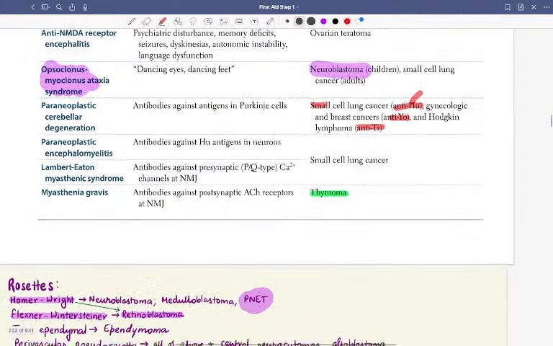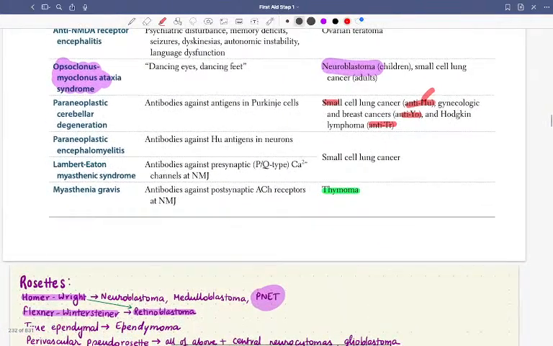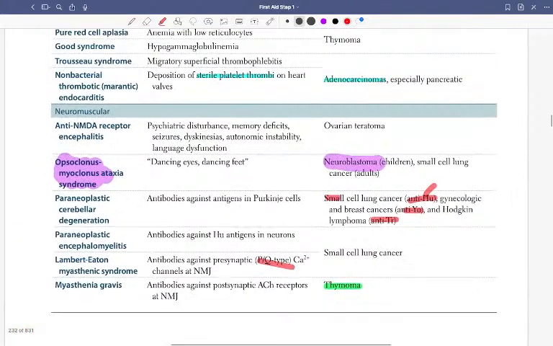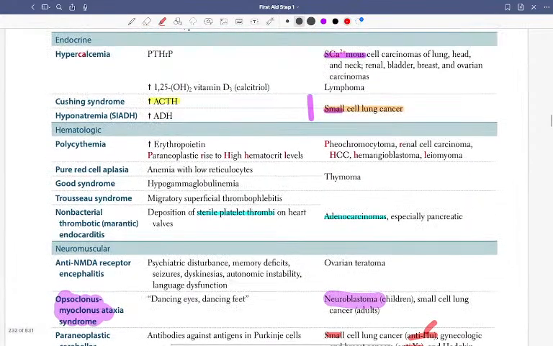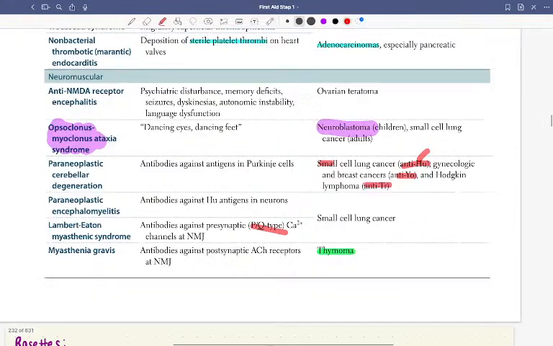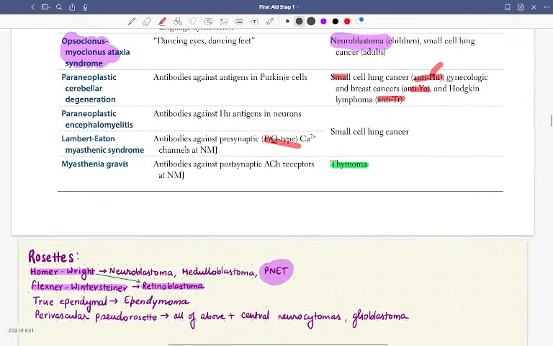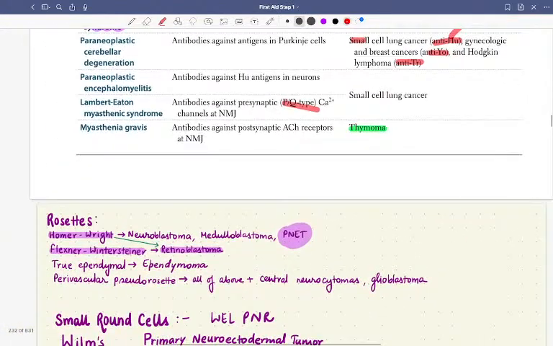Paraneoplastic encephalomyelitis, antibodies against Hu antigen. Lambert-Eaton is presynaptic P/Q type, NMJ, small cell. Everything is small cell. ADH and ACTH were also small cell. Small cell actually has a lot of paraneoplastic syndromes. And finally, myasthenia gravis, thymoma.